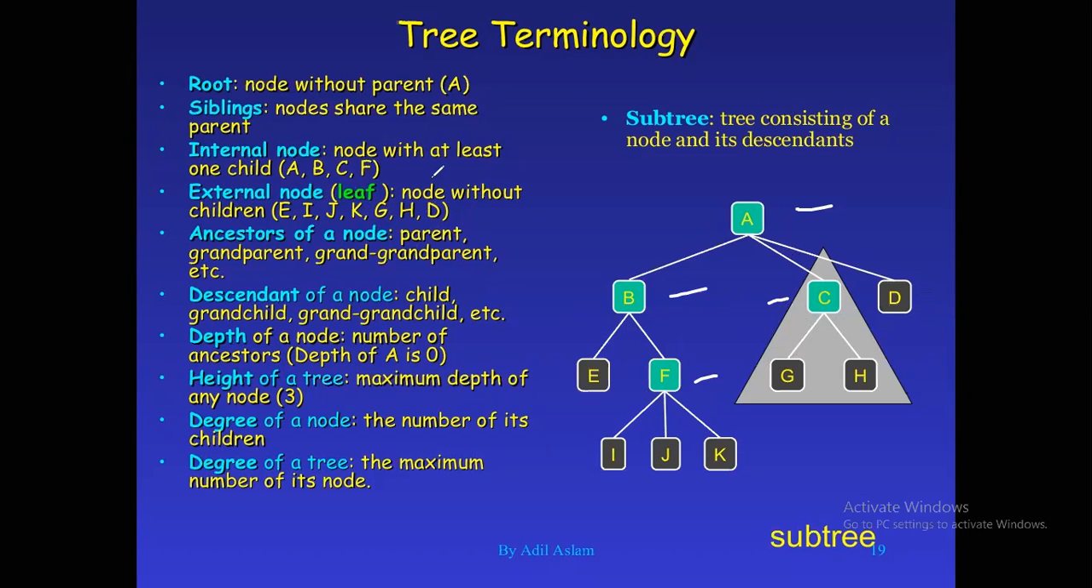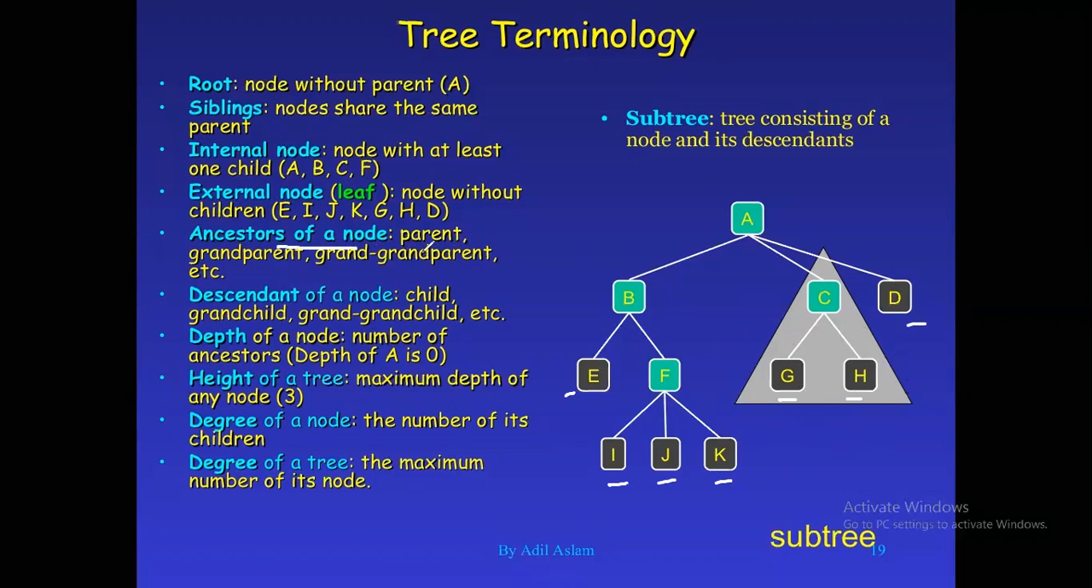Next, external node. An external node is also called a leaf: a node without children. When you take E, does it have any children? No. Therefore, E is an external node. I, J, K are external nodes. G, H are external nodes. They don't have children. D doesn't have children. Therefore, they are external nodes.